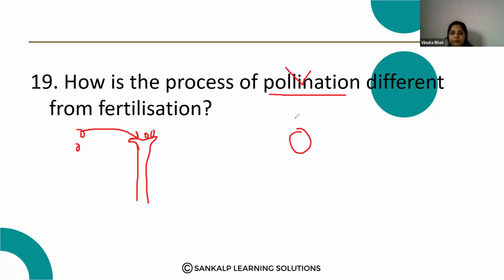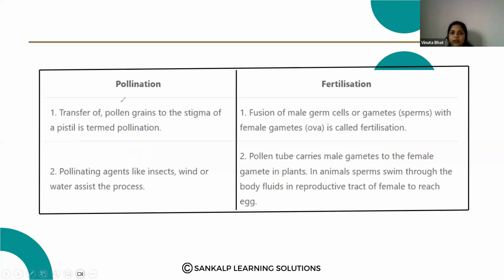But the fusion of male gametes and female gametes is called fertilization. So that is the main difference between pollination and fertilization. Pollination is the transfer of pollen grains to the stigma of the pistil. Fertilization is the fusion of male germ cells or gametes, the sperms, with the female gametes. Here, pollinating agents like insects, wind or water assist the process.